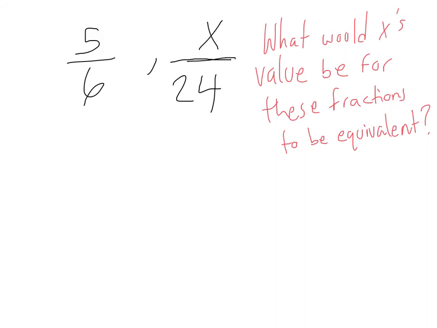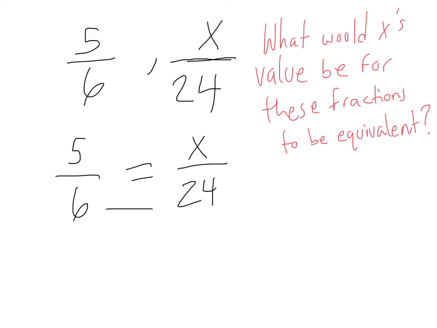Okay, well this might be tricky for some of us. What would x's value be in order for these fractions to be equivalent? Well, as you see, the fraction on the left, 5/6, we want that to be equal to something over 24. If we were to change this denominator to 24, we'd have to then be multiplying by 4. Well, if we did it to the numerator, there wouldn't be any change because we're doing the same thing on top and bottom. So it looks like x should have a value of 20 because 5 times 4 is 20.